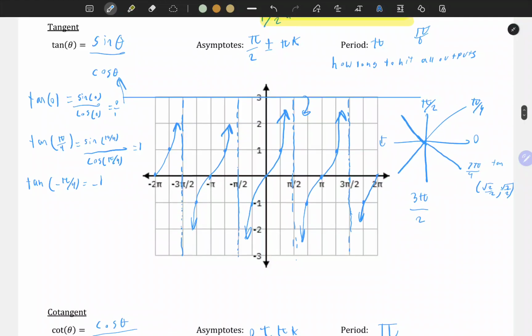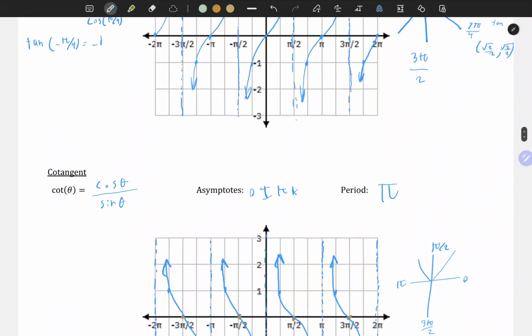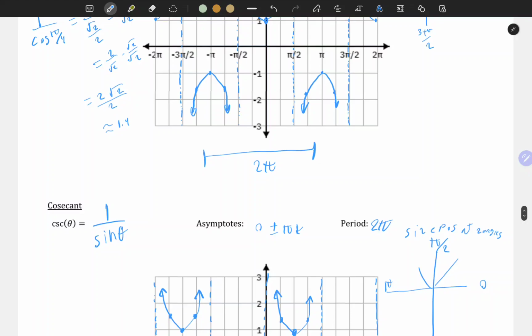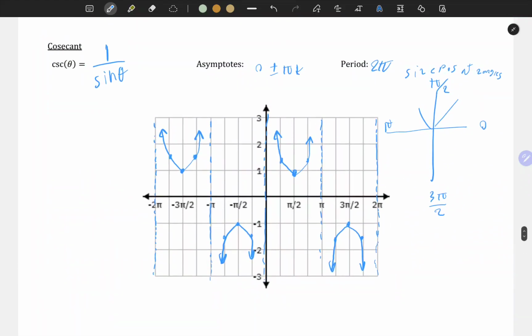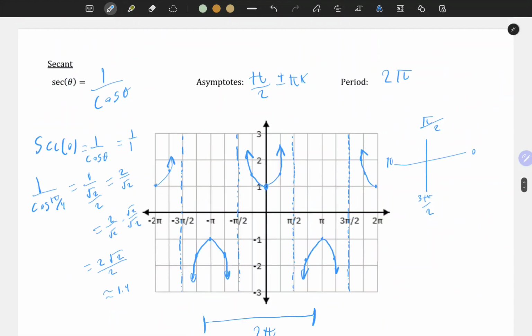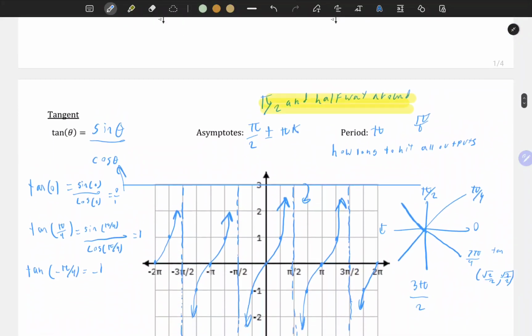Today I will be analyzing the graphs of tangent, cotangent, secant and cosecant. Let's explore these graphs together. Alright, let's start with the first one.